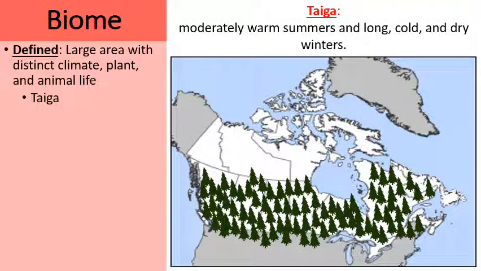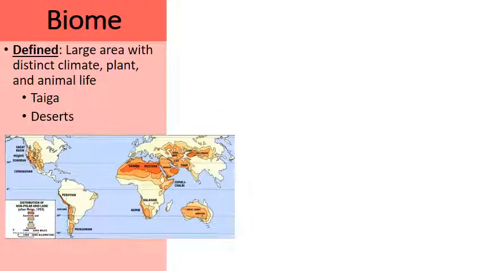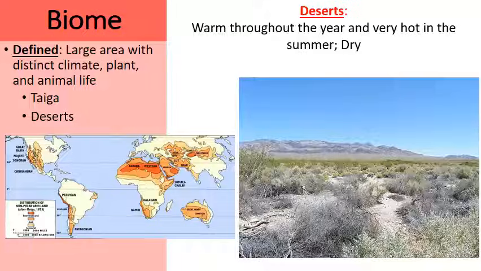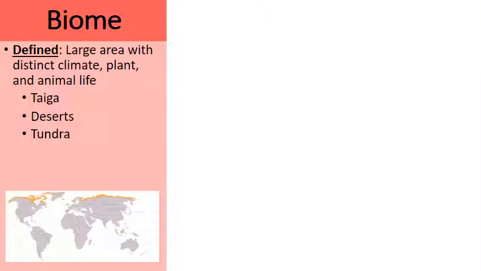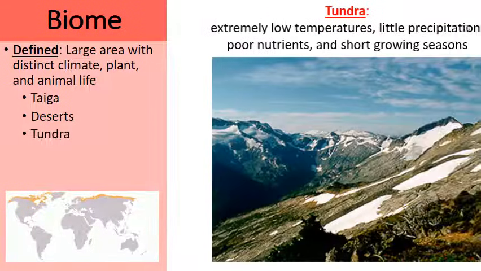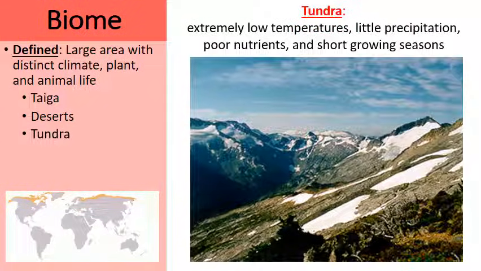This biome is characteristic of having moderately warm summers, long, cold, dry winters. Another example would be deserts, the desert biome. You can see some desert locations from this map. And desert characteristics, general characteristics here, they tend to be warm throughout the year, very hot in the summer, and dry. Another example of a biome would be the tundra. The tundra is characterized by extremely low temperatures, little precipitation, poor nutrients, and very short growing seasons.